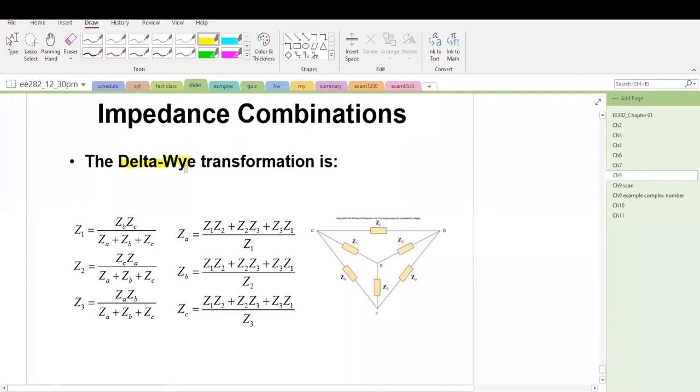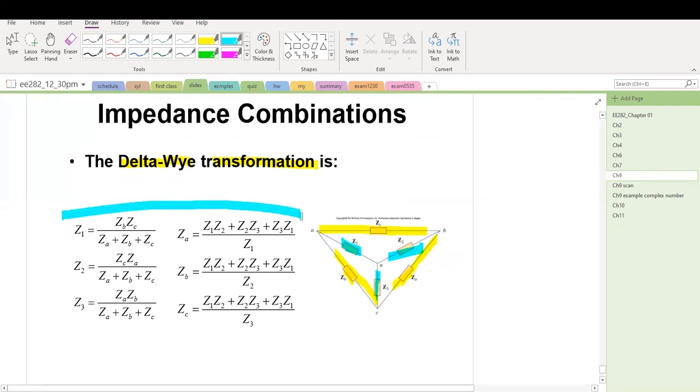The delta to Y transformation is also applied to the phasor domain. In this case, ZA, ZB, and ZC are delta connected. So this is a delta connection. Z1, Z2, and Z3 are Y connected. They can be transformed into each other.